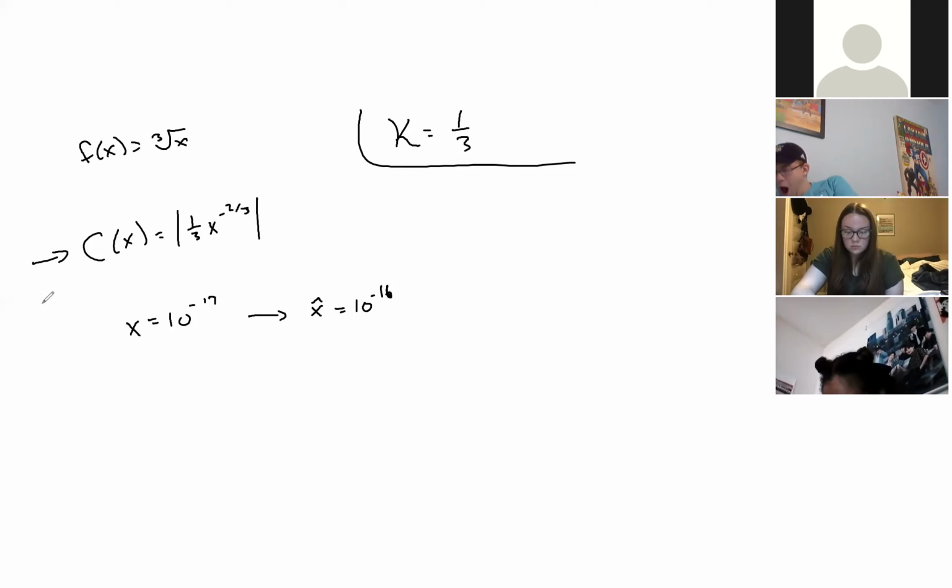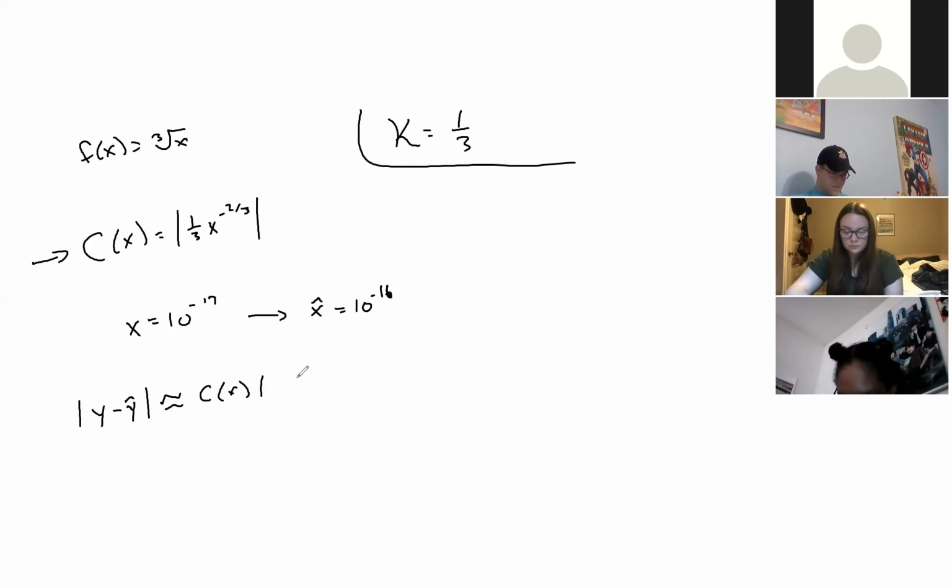c of x. Okay, so using the absolute condition number of f, how much of a change is expected in our function due to this small change in the argument? So in other words, how much do our y values change here? We should expect the change in the y values to be roughly equal to the condition number times the change in the x values.